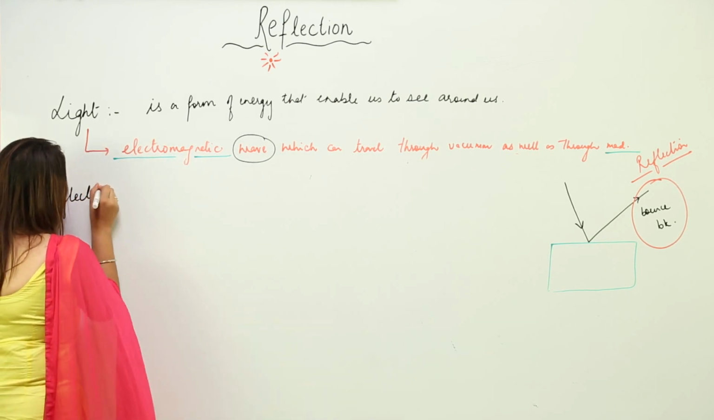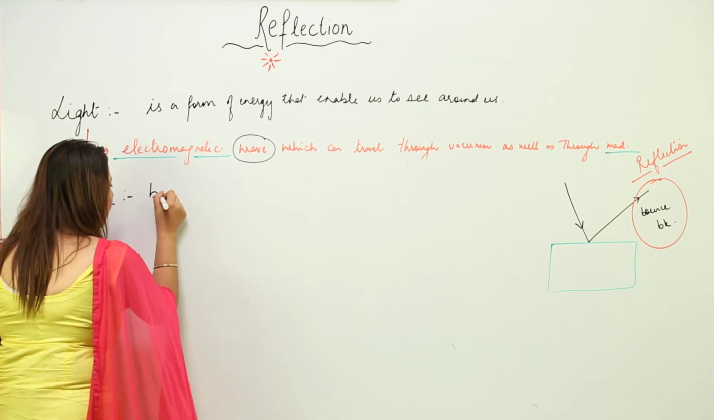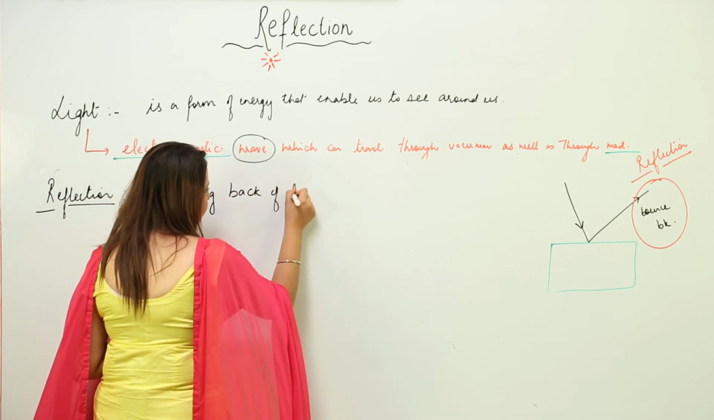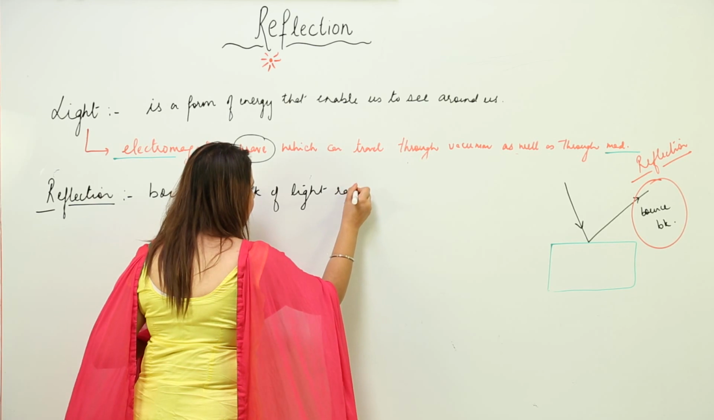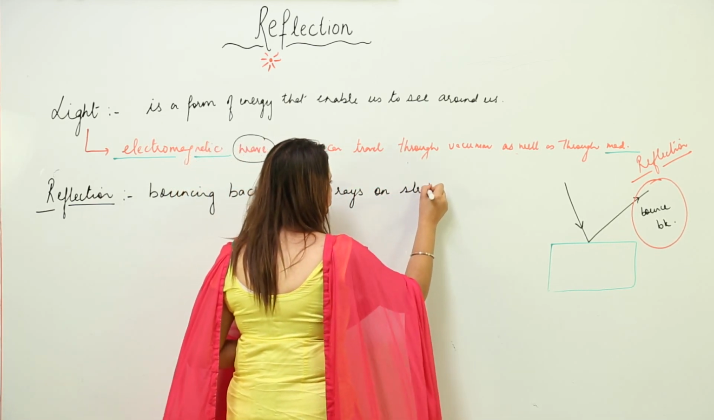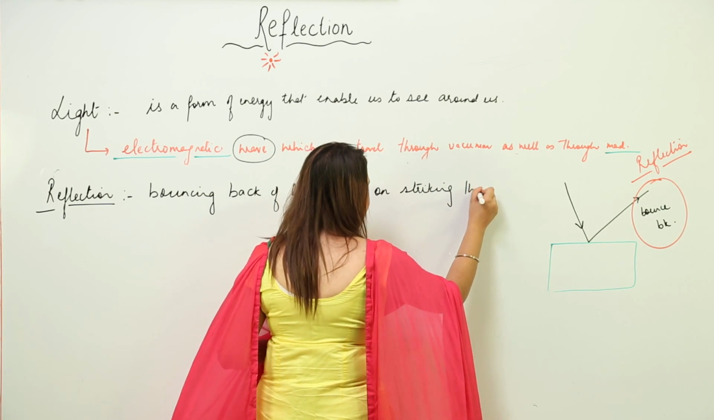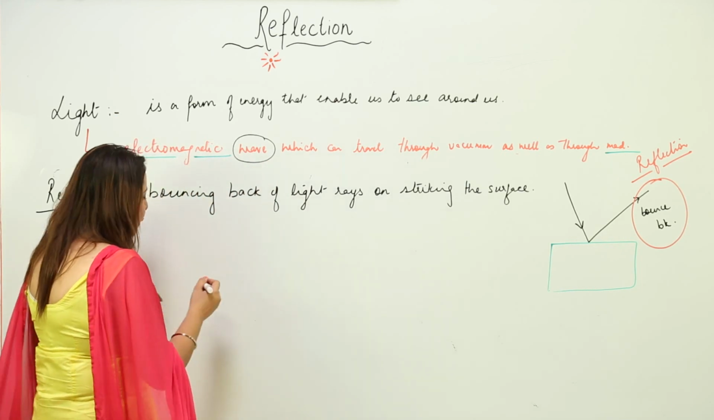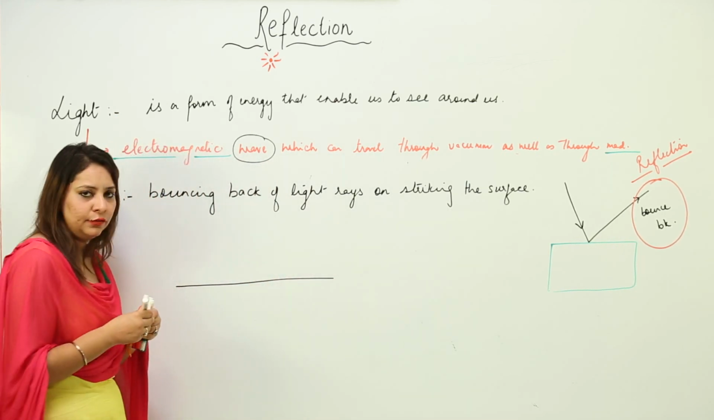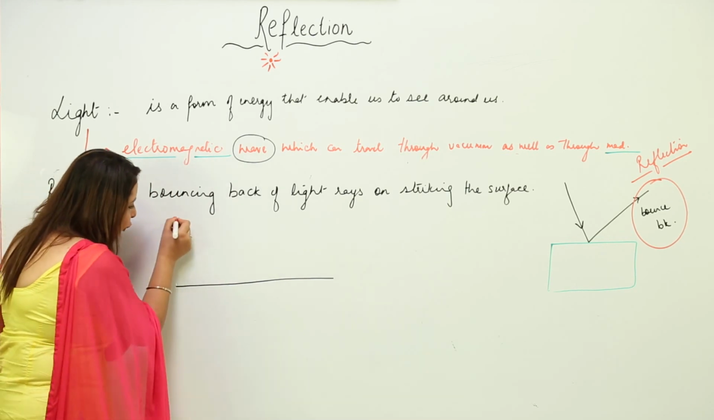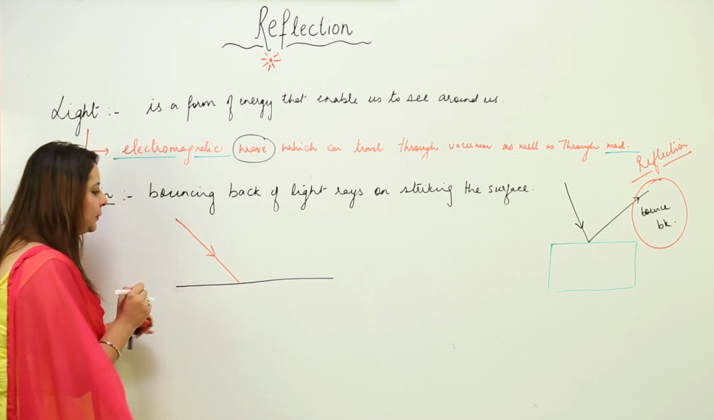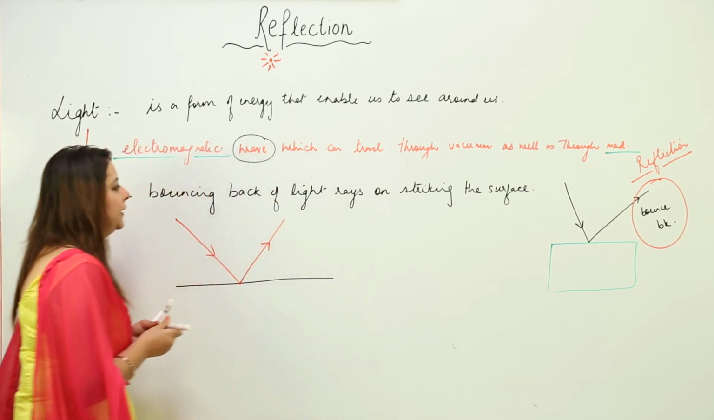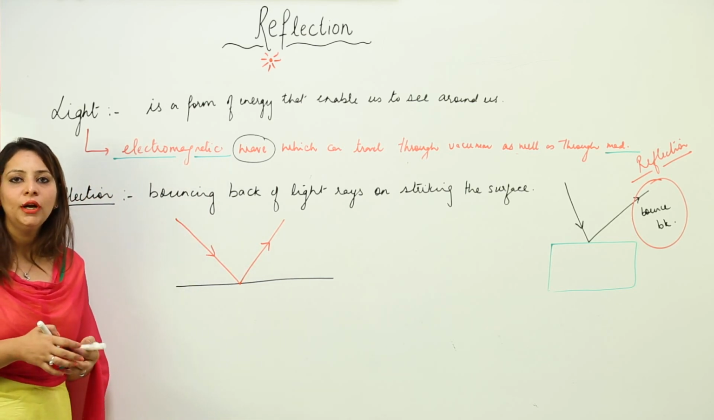Now we are in a position to define reflection. It is the bouncing back of light rays on striking a surface. Suppose this is my surface, any surface, and what happens? Light falls on it, and it just gets bounced back. This phenomenon is called reflection.